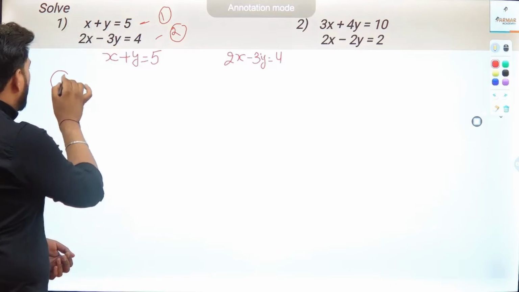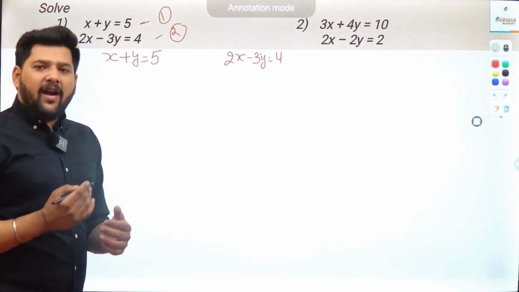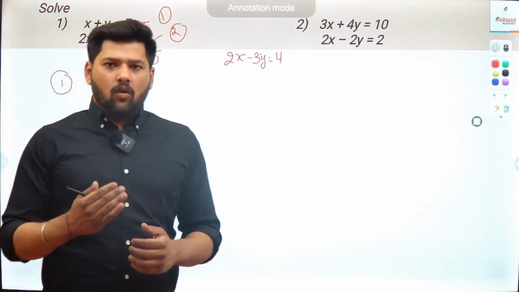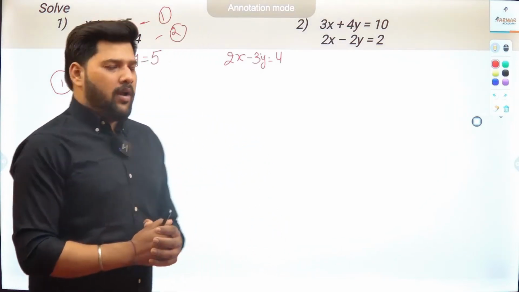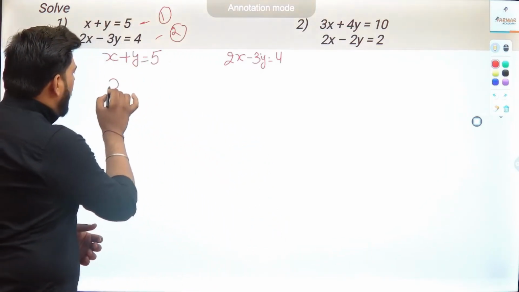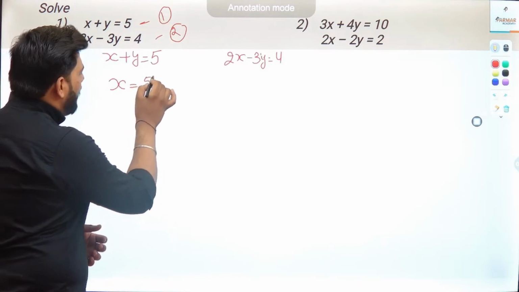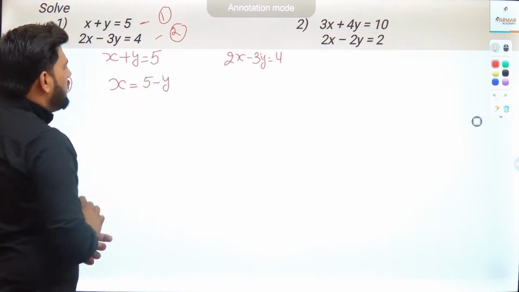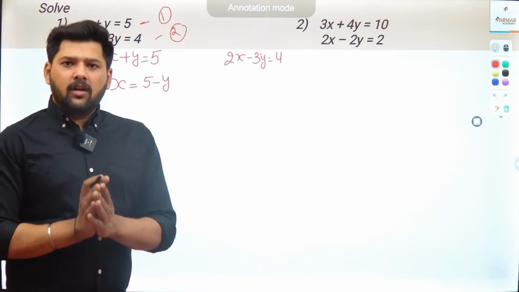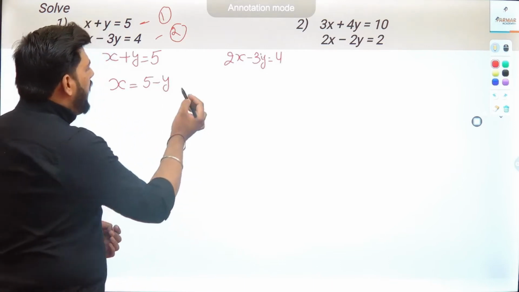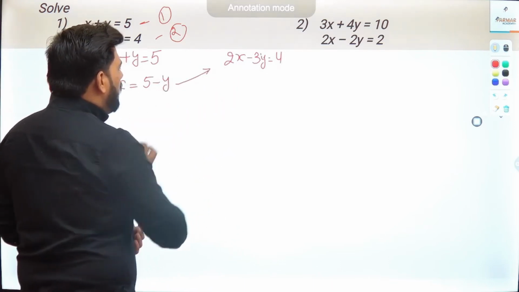Look here. The first step is we have to find the value of x or y from equation number 1. So, simply, the value of x is equal to 5 minus y. This is the value of x from the first equation. Now, we have to put this value in equation number 2.